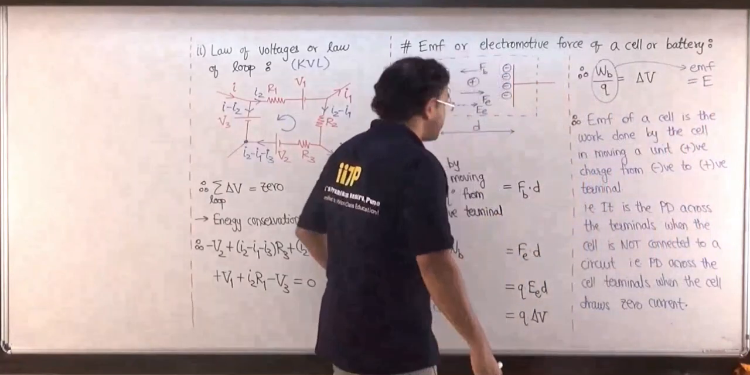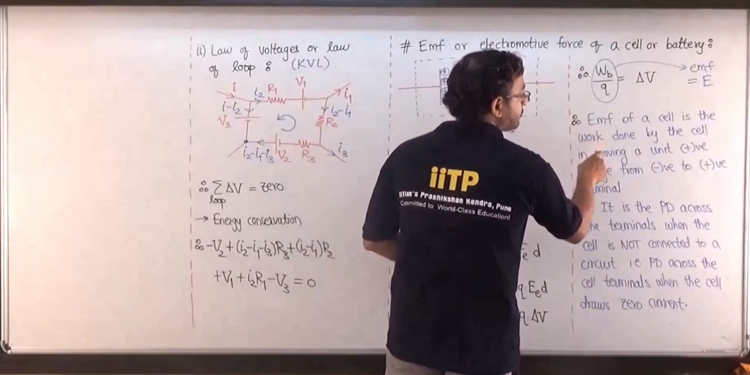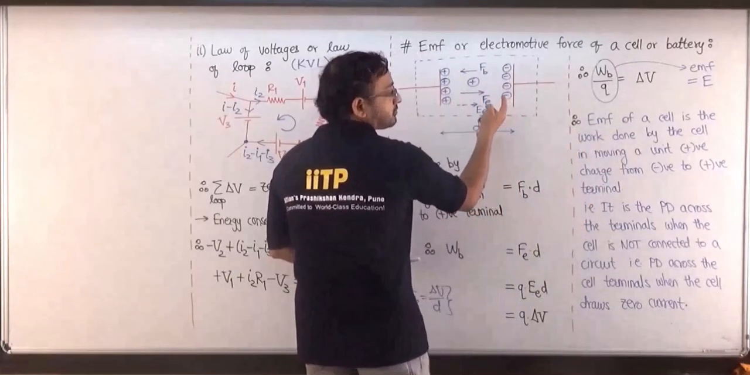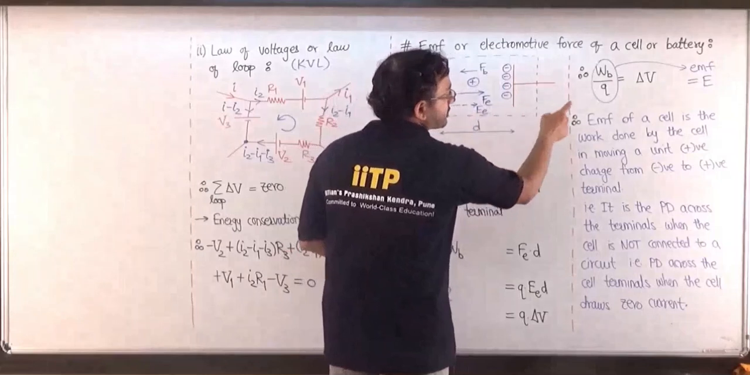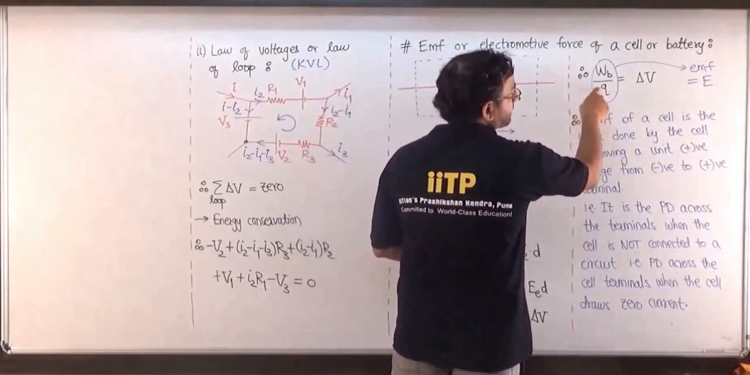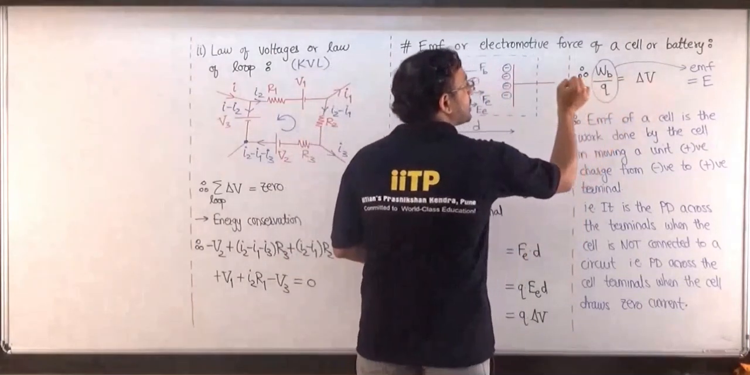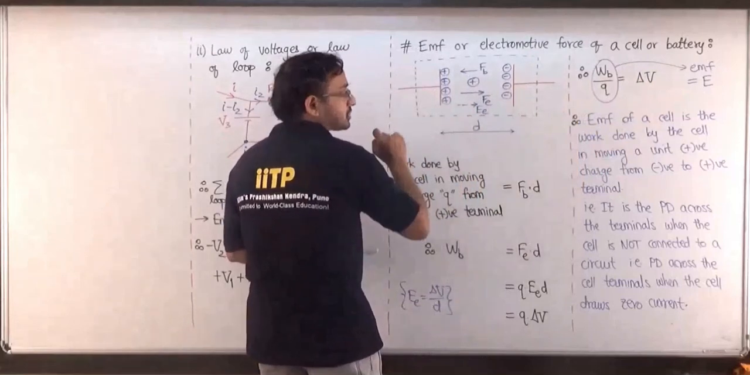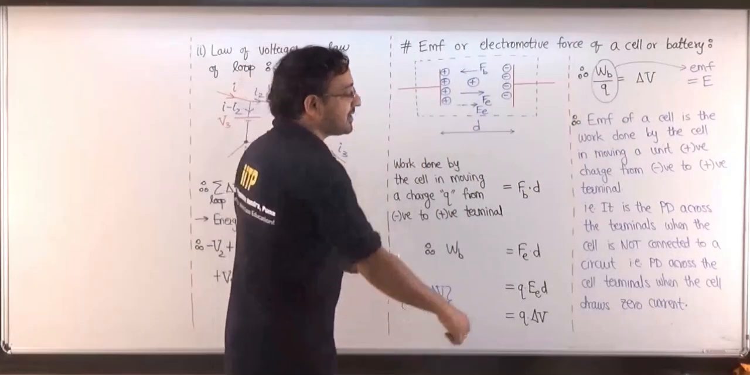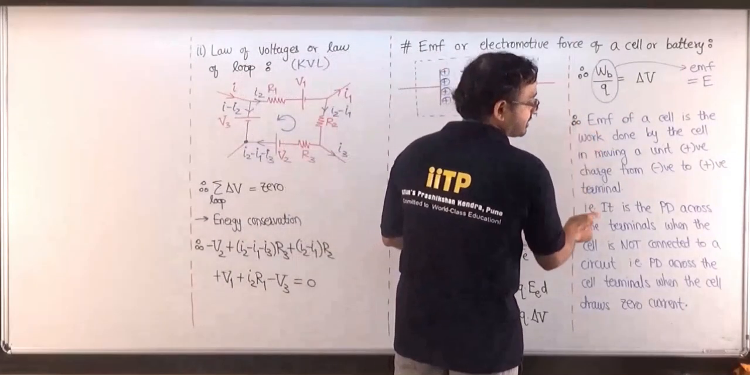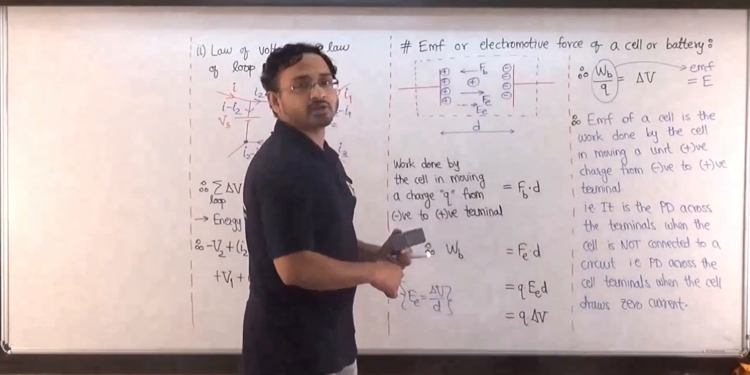So in other words, what is the EMF of a cell? EMF of a cell is the work done by the cell in moving a unit positive charge from the negative terminal to the positive terminal. Of course, that is nothing but the work done per unit charge. It is also the potential difference across the terminals. But don't forget, we aren't connecting this cell in any circuit. Hence, the second meaning of EMF of the cell is the potential difference across the terminals when the cell or the battery is not connected in a circuit.